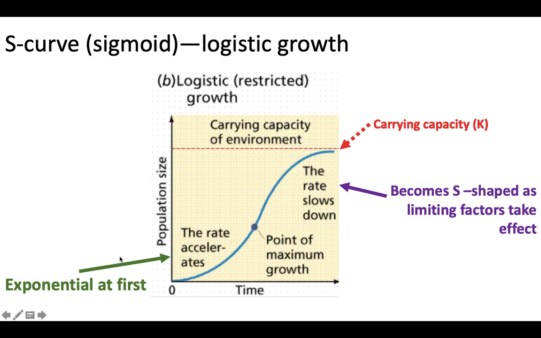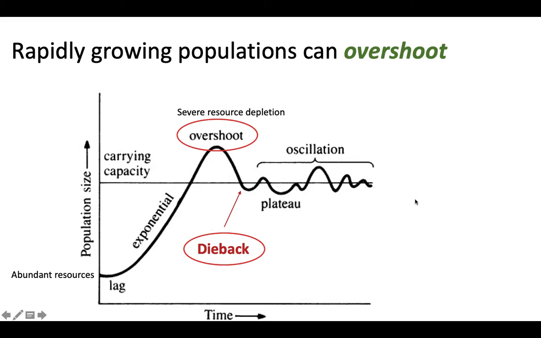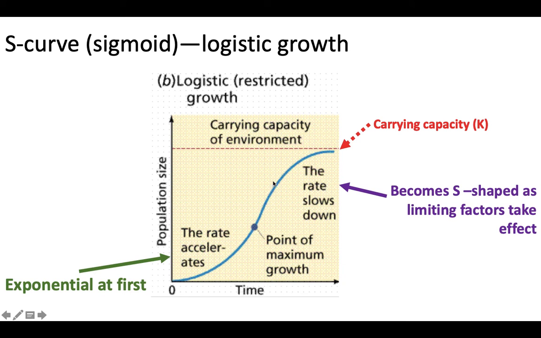But first, this is the same graph. Before we were talking about an exponential growth where it goes straight up like a J, but when we start integrating the carrying capacity into this model, we can look at it as logistic growth or an S-curve. At first, it's exponential, and we have that biotic potential here, the point of maximum growth, but as the limiting factors kick in and as we approach the carrying capacity, the growth rate is going to slow down.